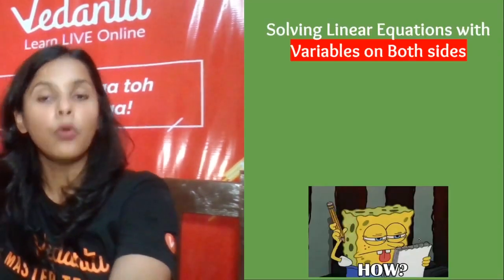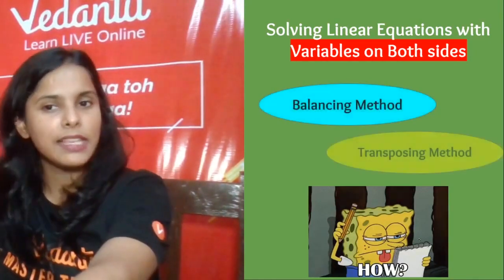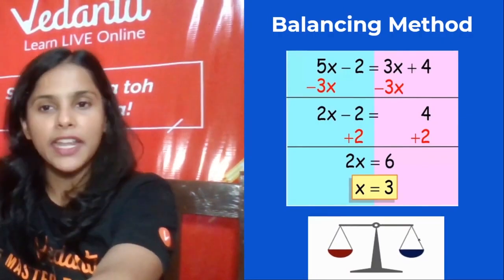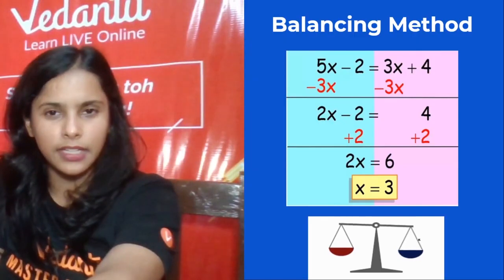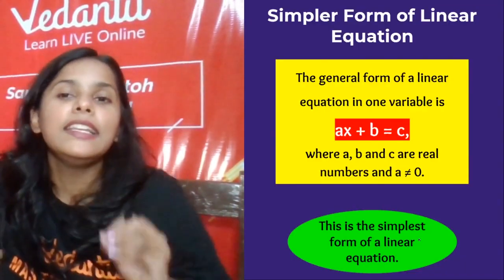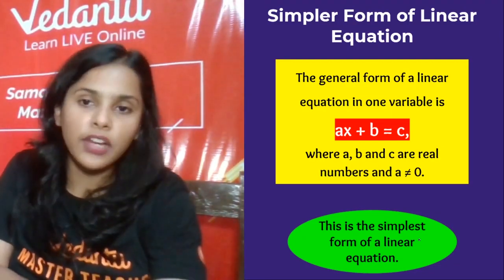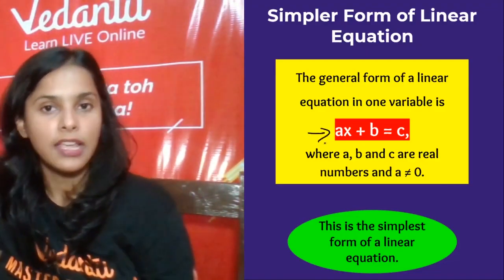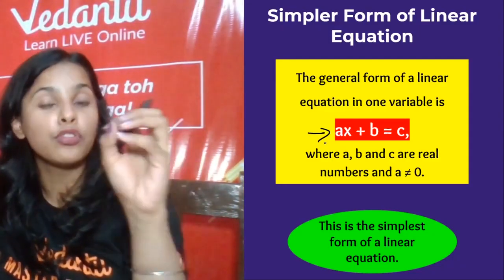Simple. Now, how to solve a linear equation with variables on both sides? Balancing method, transposing method again. Again, balancing method is just adding and subtracting the variables or the constants on both sides. ठीक है. Transposing again is the same. How to simplify the linear equation? How to solve the linear equation? We know the generalized form. What is the simplest form? That is ax plus b is equal to c, where a, b and c should be real numbers, and a should not be equal to 0.